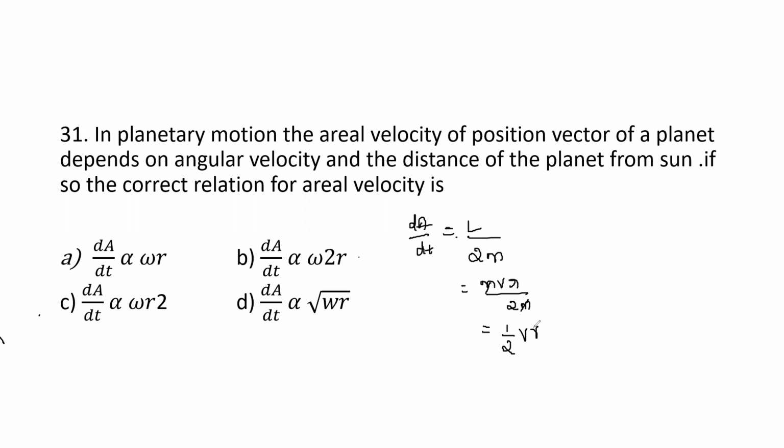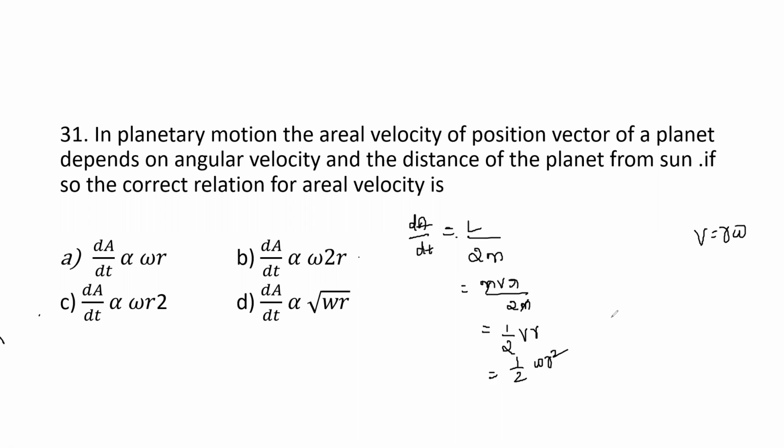But if you see the options, the question is given in terms of angular velocity. Therefore, as we know v is equal to r into omega, the equation becomes 1 by 2 times r omega times r, that is 1 by 2 omega into r square.